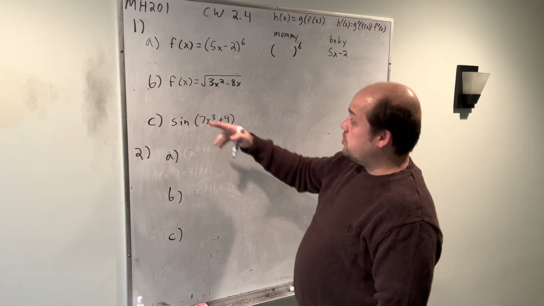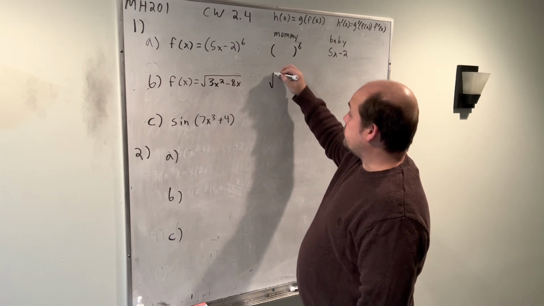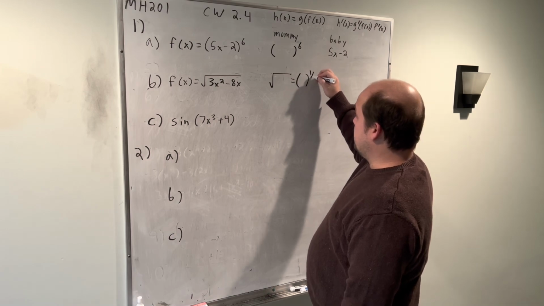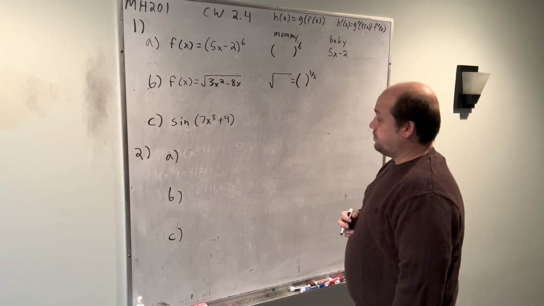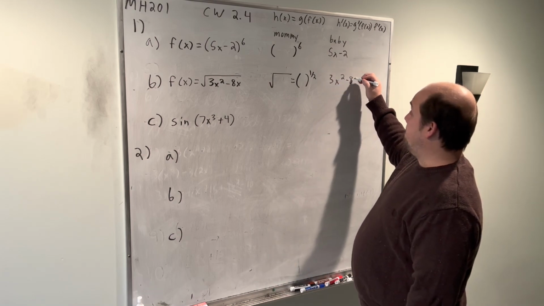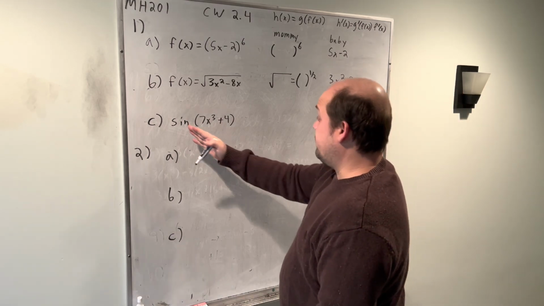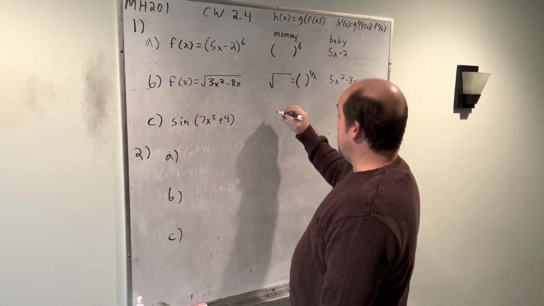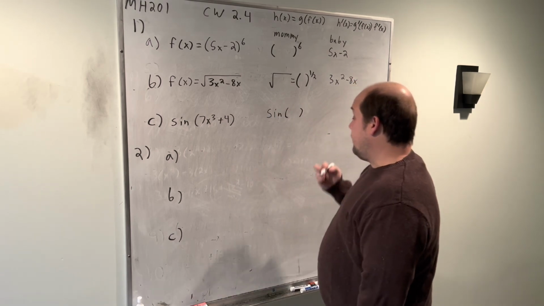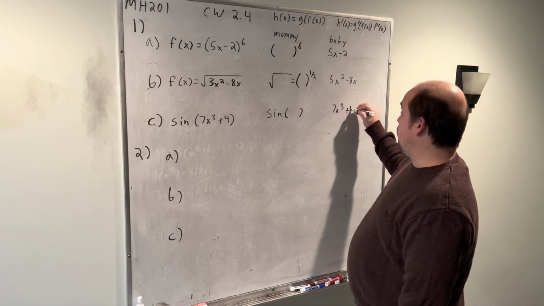For the second equation in part B, we have the root of 3x squared minus 8x. The mommy equation is square root, or we like to see that as to the power of 1/2. The baby on the inside is 3x squared minus 8x. In part C, we have sine of 7x cubed plus 4. The outer function is sine of something. The inner function is 7x cubed plus 4.